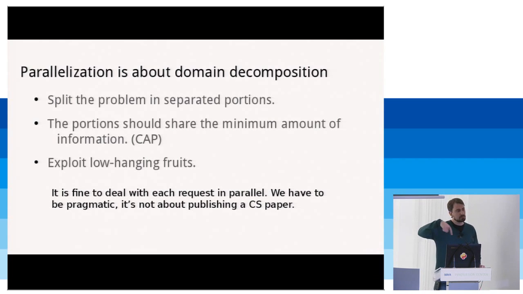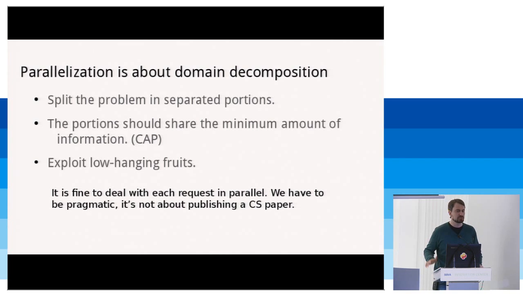Because if you have to start sharing things between jobs, you find yourself in the CAP theorem. I don't know if anyone here knows about the CAP theorem. CAP means C is for consistency, A is for availability, and P is for partition tolerance. It means that you cannot have all of those 3 things at the same time. You have to choose 2 of them. And that's a theorem. It's proven. It's not some crazy Web 2.0 idea. No, that's mathematics. And the most important thing is that you exploit low-hanging fruits.